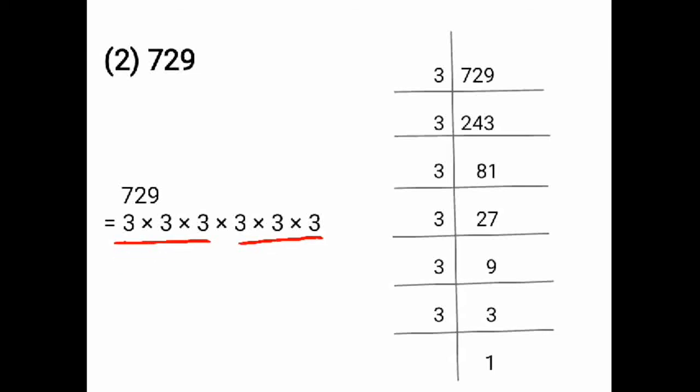Because you have to write in cube, which means you have to write index 3. 3 into 3 into 3 means 3 cube, and 3 into 3 into 3 means 3 cube. Now both numbers 3 have the same index 3. If the indices are the same, then you have to write the base in a bracket, and the index, which is the same, you have to write outside the bracket, one time.